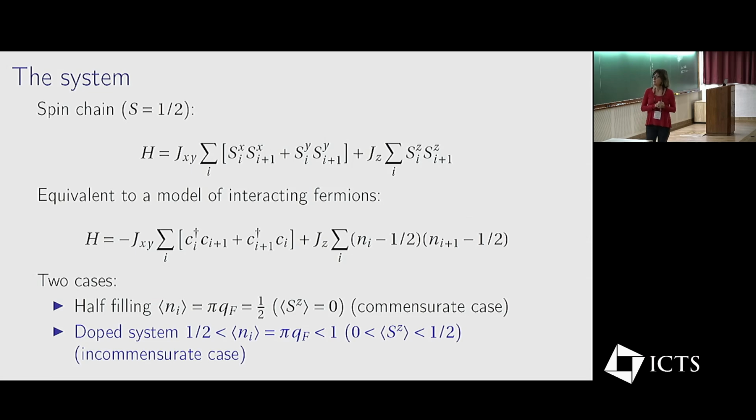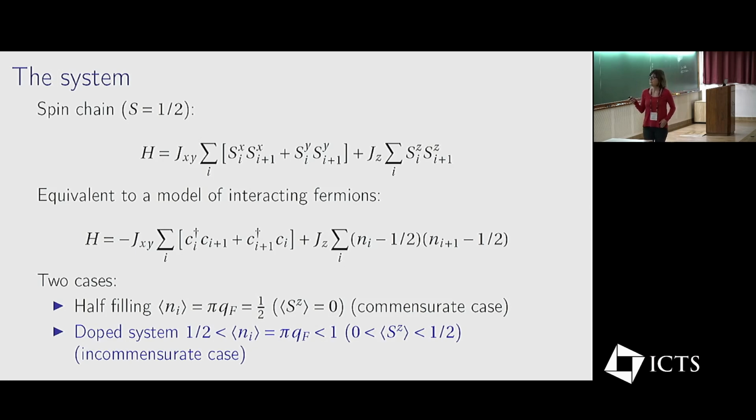So the problem that we focus on: the system Hamiltonian is the one of a spin chain. We have a spin 1/2 chain, the XXZ chain. You have interaction between X and Y, and then a term which couples the ZZ interaction.